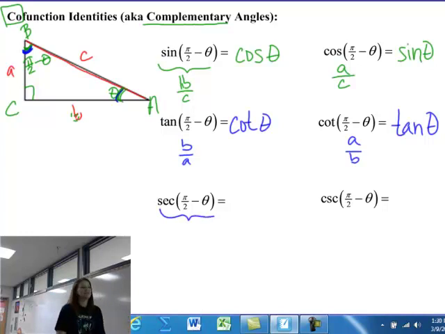Okay, how about the secant of pi over 2 minus theta? Well, that would be hypotenuse over adjacent. Yes, it would. So that would be c over a. But if I look at this angle in the corner, how about cosecant?